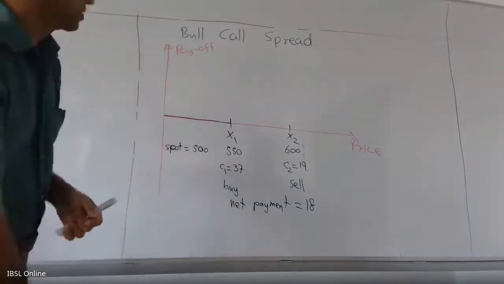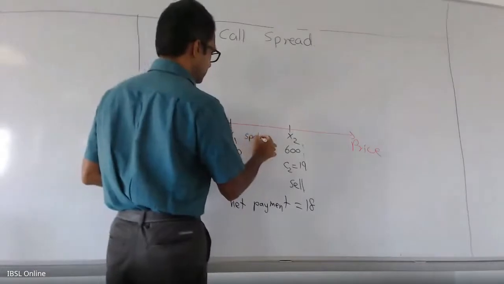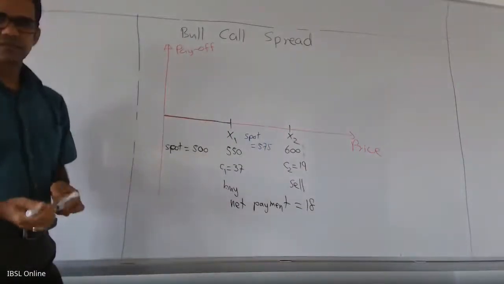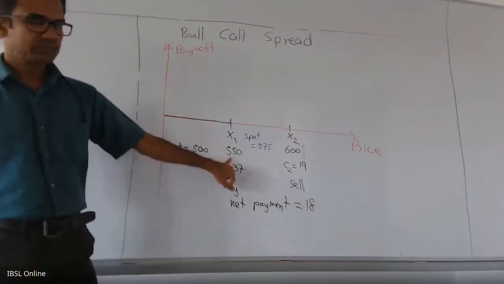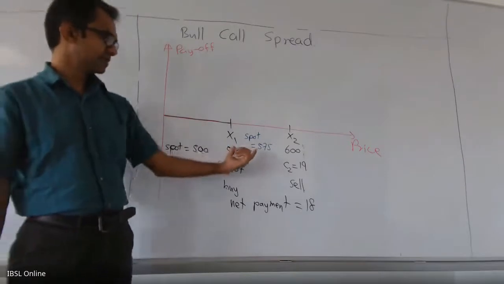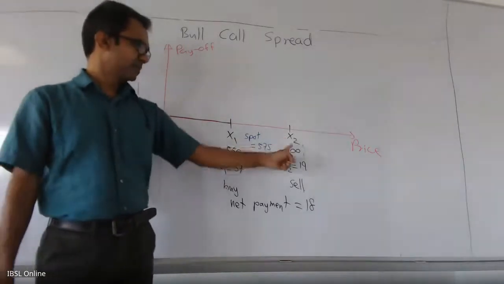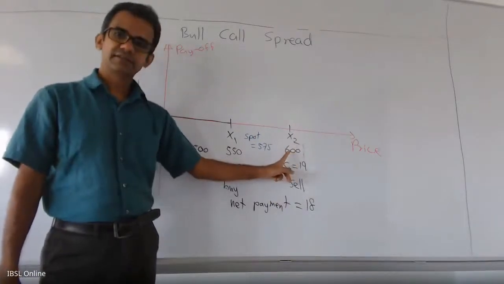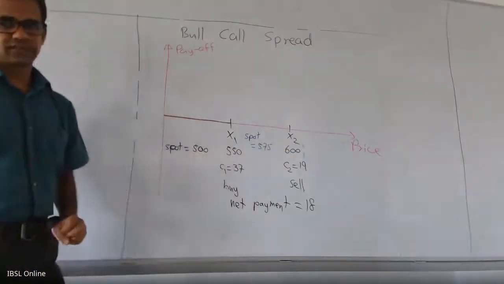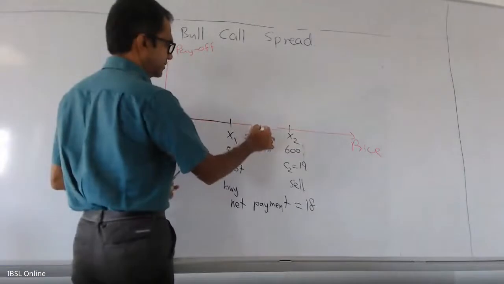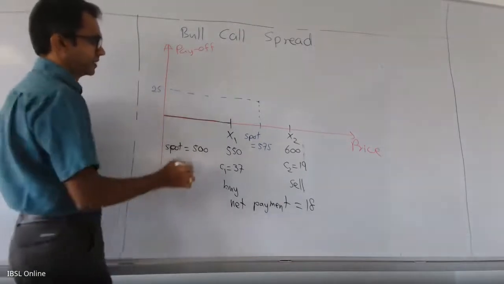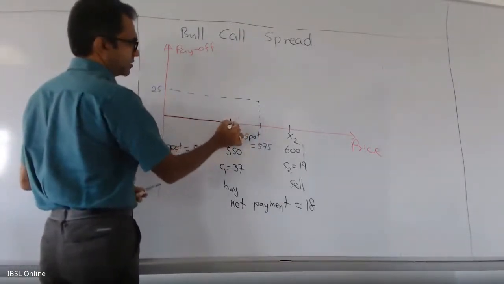What would happen when the spot remains somewhere here, say 575? Will you exercise your right? Yes, because you can buy at 550 when the price is at 575. So you get that 75. Will the buyer of the other option exercise his right? No, because he can still buy at 575 instead of 600. So at this point, 575, you get 25. So until such time, it will go up.